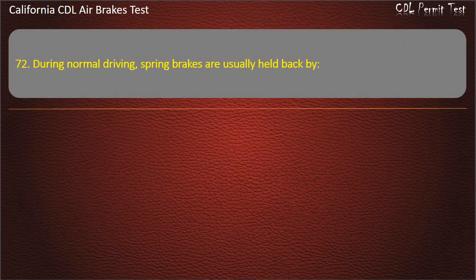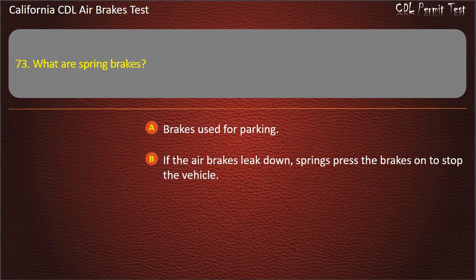Question 72. During normal driving, spring brakes are usually held back by springs, air pressure, bolts and braces. Answer: air pressure. Question 73. What are spring brakes? Brakes used for parking. If the air brakes leak down, springs press the brakes on to stop the vehicle. The spring on the brake pedal. Answer: if the air brakes leak down, springs press the brakes on to stop the vehicle.